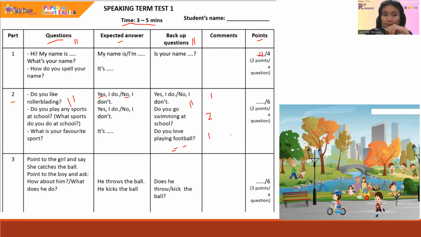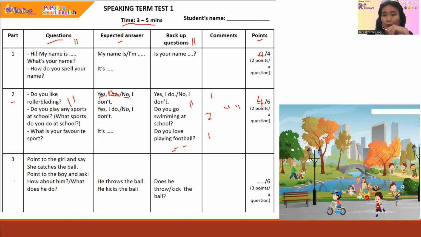For example here, if the student cannot say "I do" or "I don't" and they just say yes or no, you can circle it like this for the teacher to pay attention to the mistake that was made. You can write any comment here for the teachers to look at, and you give the points for this student. For example, in this case, we give this student 4 points.